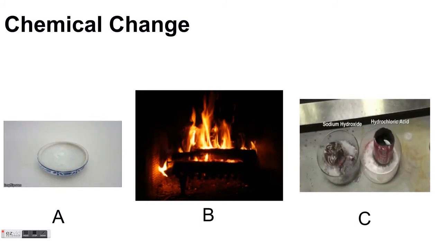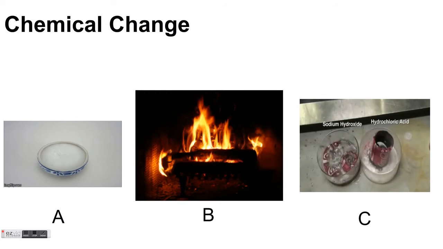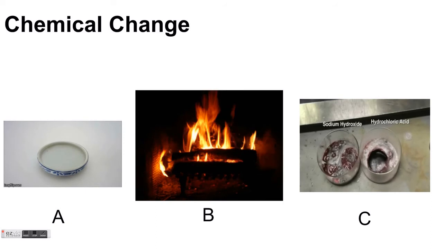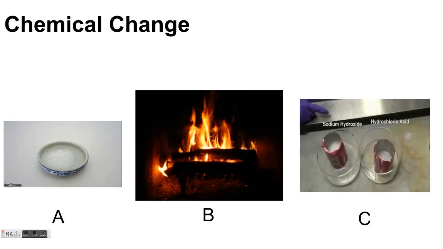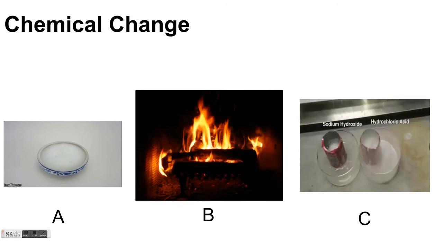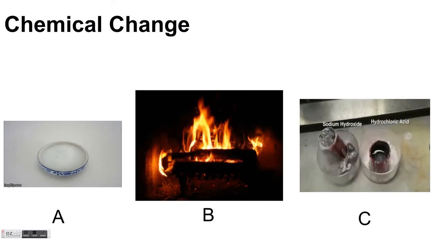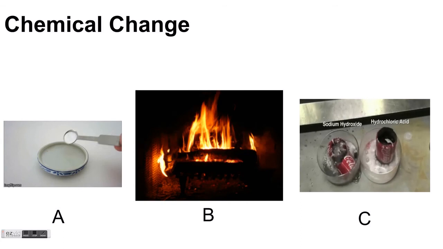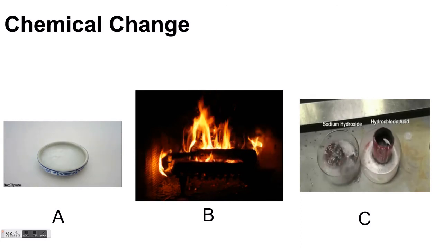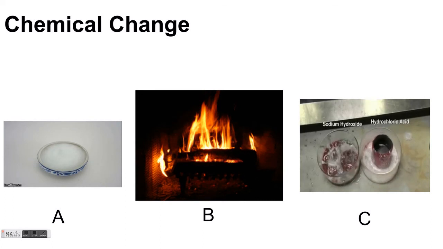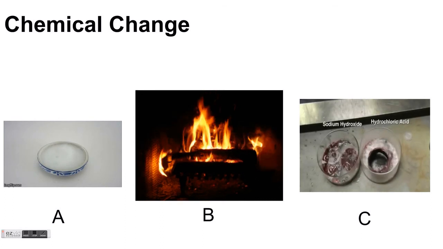In picture C, you're observing aluminum cans rapidly corrode in a strong acid and a strong base. When the can mixes with an acid, it produces hydrogen gas and aluminum chloride salt. These are both new substances that the can and acid have changed into. The properties of the new substance are very different from the original substances. Remember, in a chemical change, brand new substances are created.